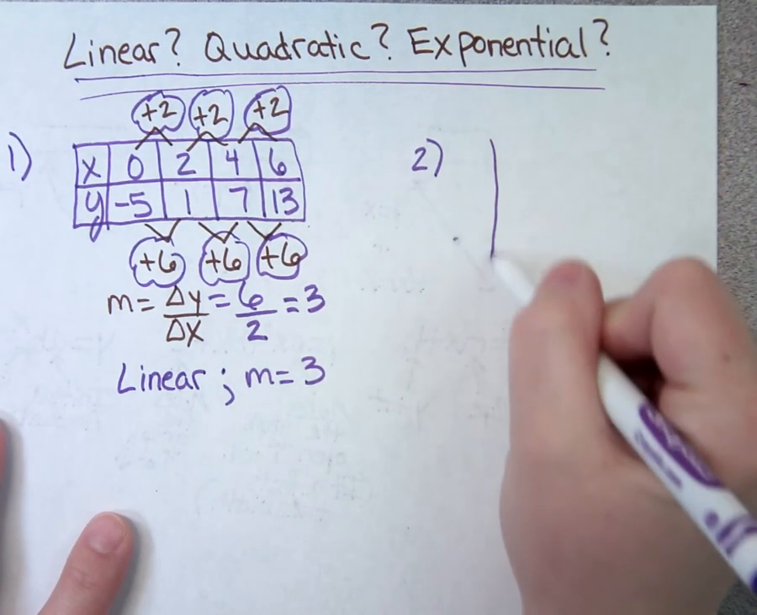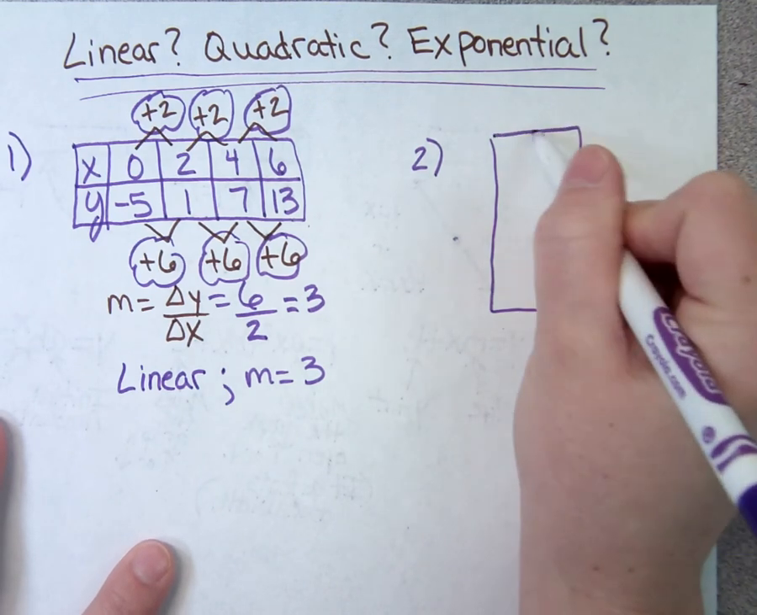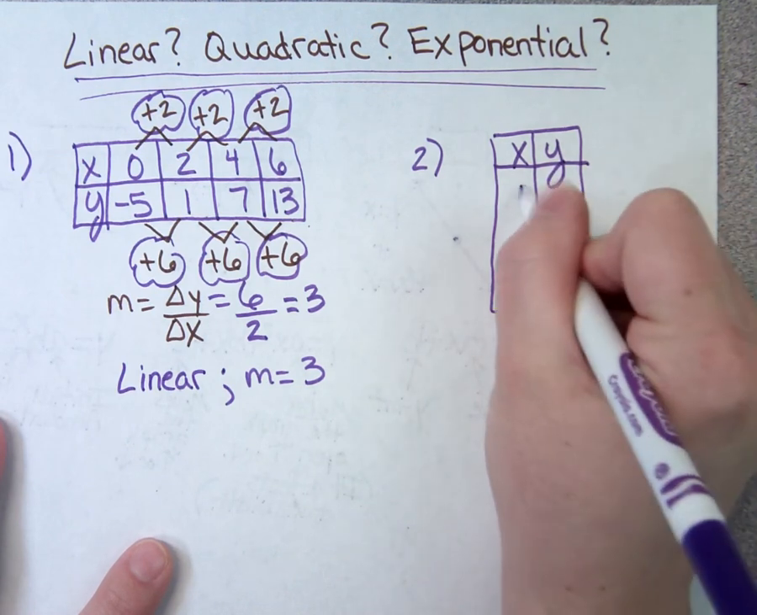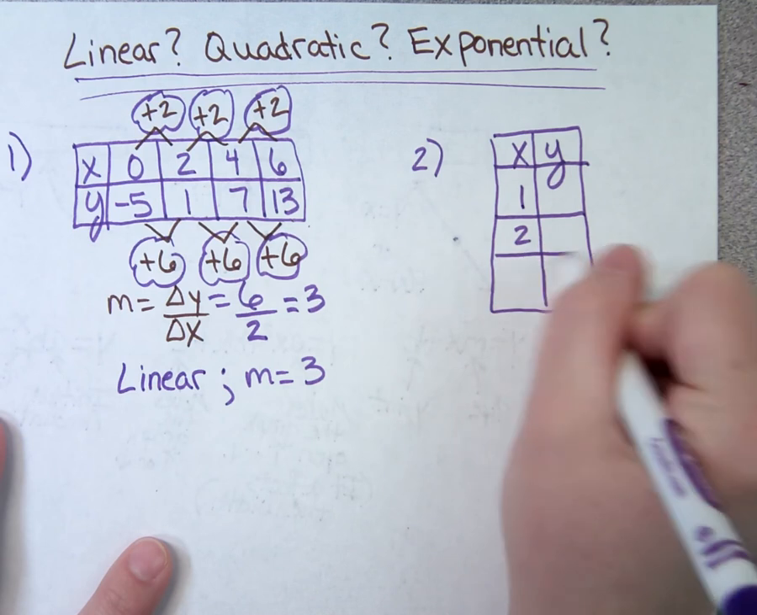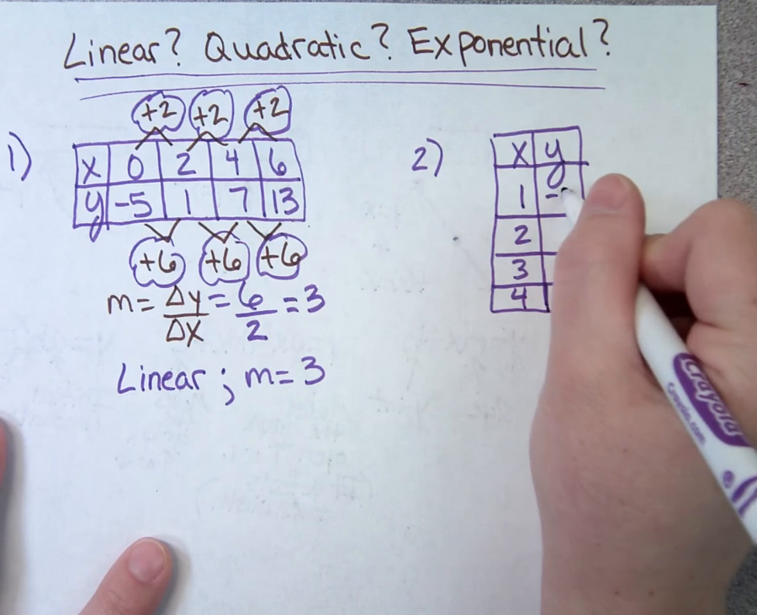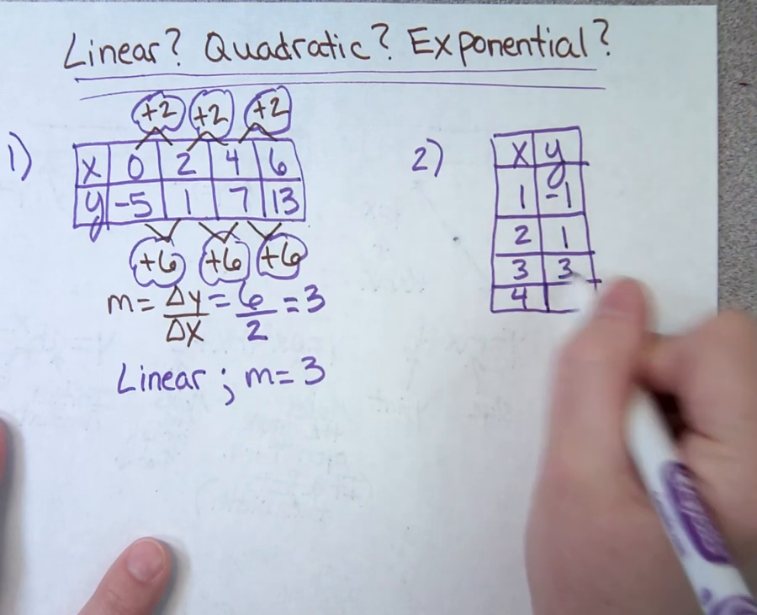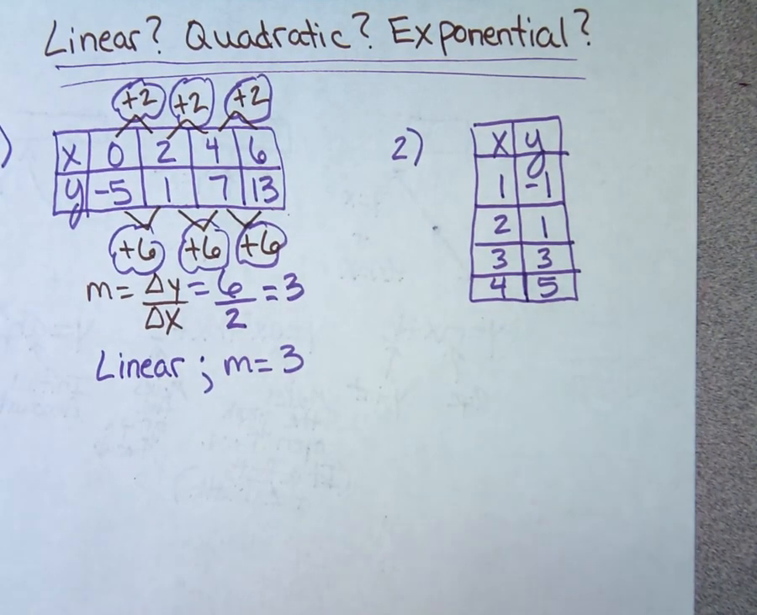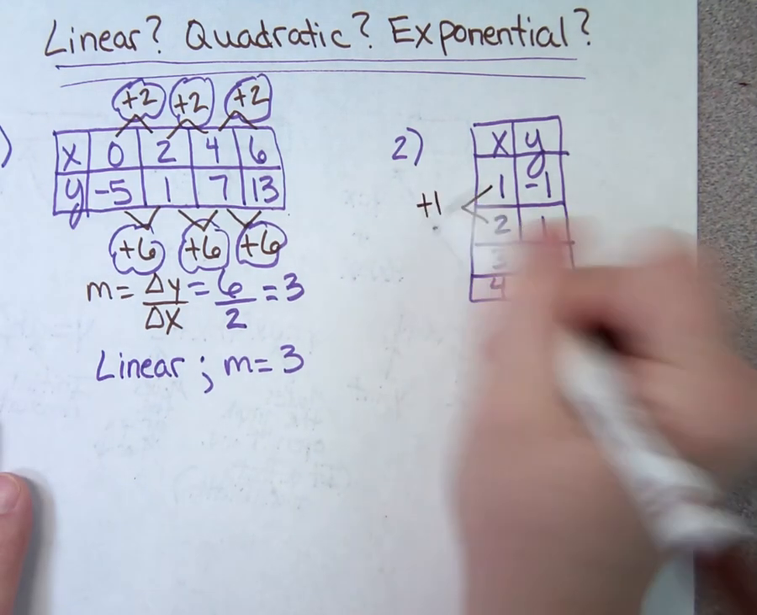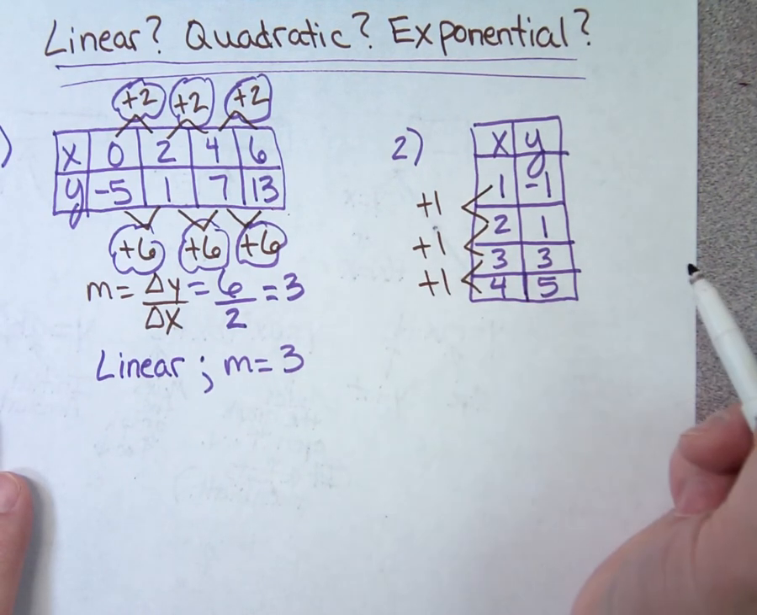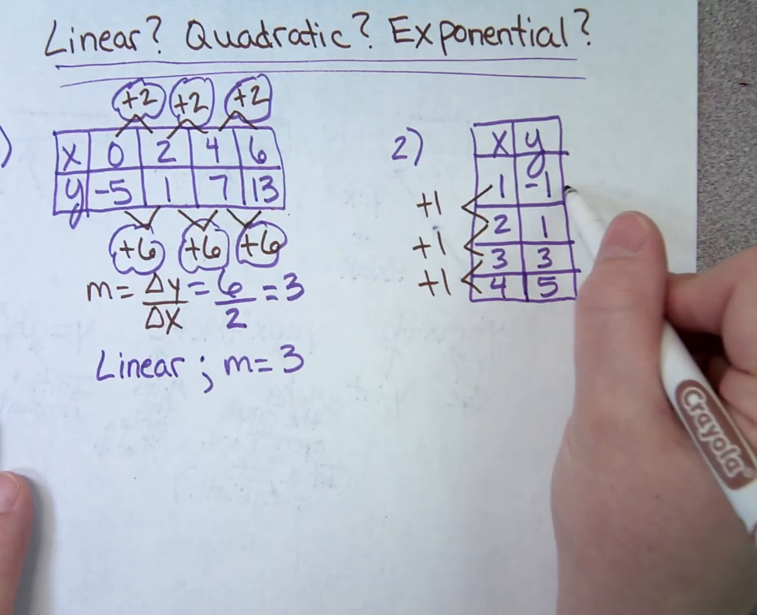Okay, let me show you another one. This one I'm going to make vertical, just to make it look a little bit different than the last one. Okay, so first I'm going to focus on the change in my x's. How do you get from 1 to 2? Up 1. How do you get from 2 to 3? Up 1. How do you get from 3 to 4? Up 1. Okay, in the y's, how do you get from -1 to 1?